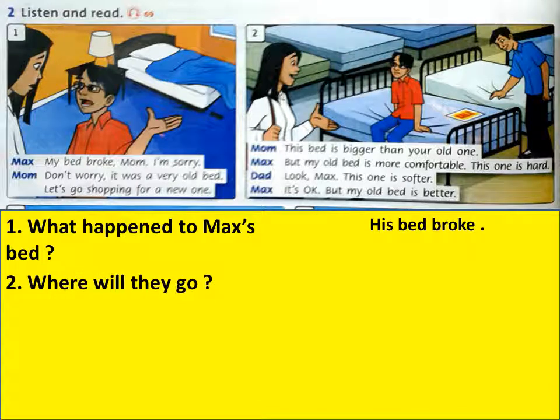Now, question number 2. Where will they go? Now, you pay attention to the sentence, let's go shopping for a new one, to answer the question. Now, I invite you to answer. They will go shopping. Right. Now, number 3.